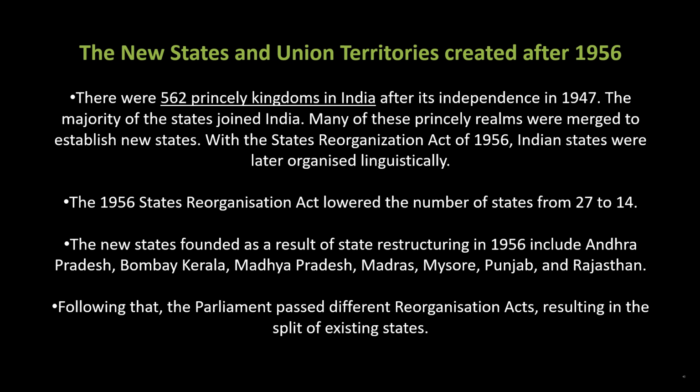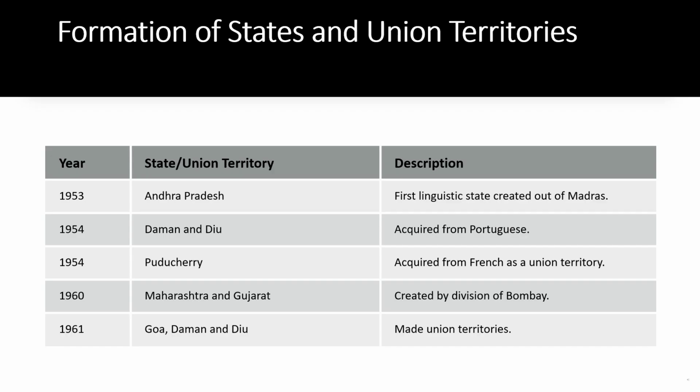The new states founded as a result of state restructuring in 1956 include Andhra Pradesh, Bombay, Kerala, Madhya Pradesh, Madras, Mysore, Punjab, and Rajasthan. Following that, the Parliament passed different reorganization acts, resulting in the split of existing states. Formation of states and union territories.